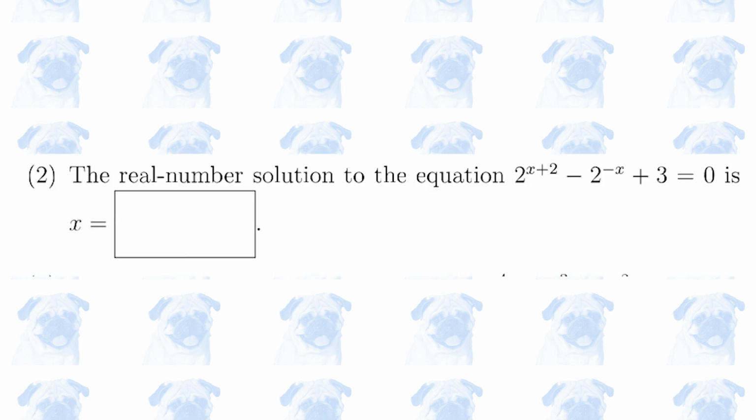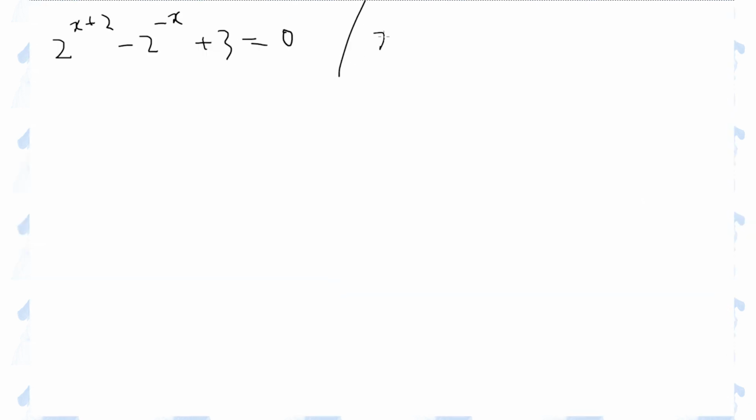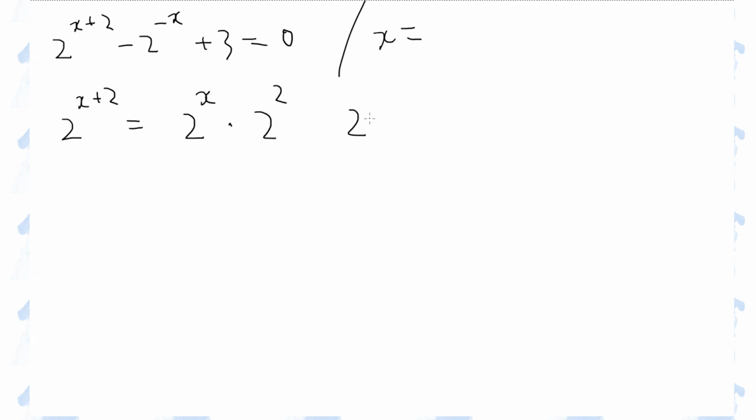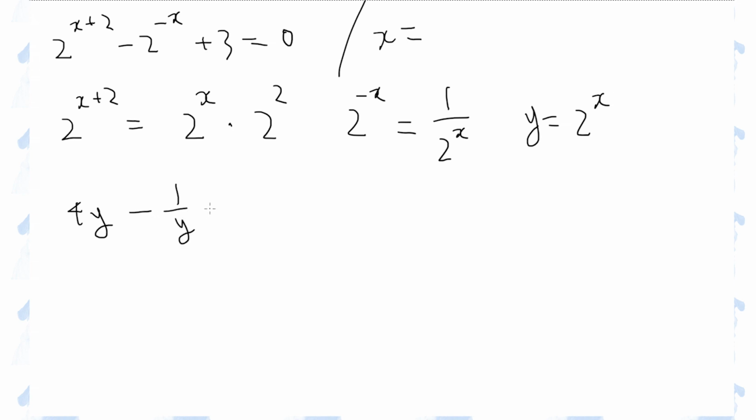Number 2. We need to find the value of x. 2 raised to the power of x plus 2 is 2 raised to the power of x times 2 squared. And 2 raised to the power of minus x is 1 over 2 raised to the power of x. So let y be 2 raised to the power of x. Then the above equation can be rewritten as 4y minus 1 over y plus 3 equals 0.